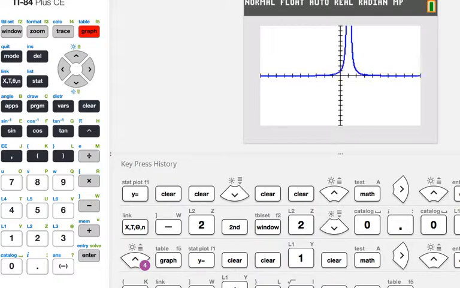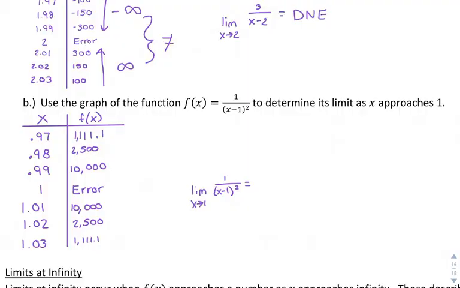Now as it approaches 1, I notice from my left hand side it's going up and my y values are getting bigger and bigger. From my right hand side, it's doing the same thing. So as I'm approaching x equals 1, my y values are getting bigger and bigger. And the table can support this.